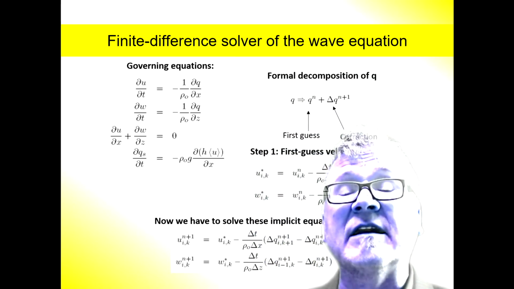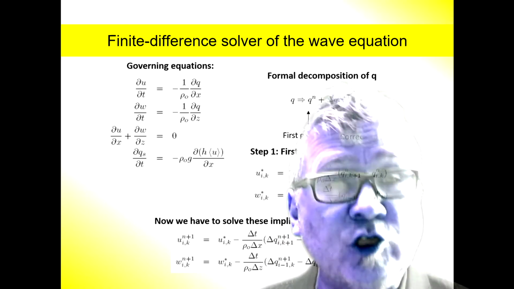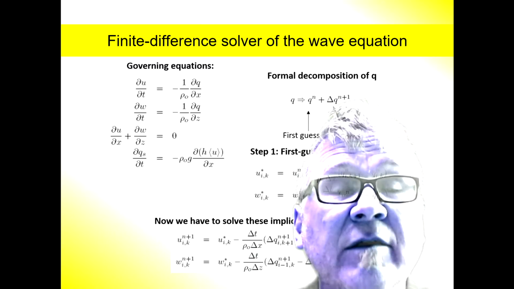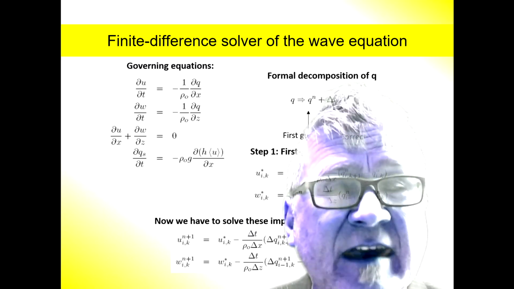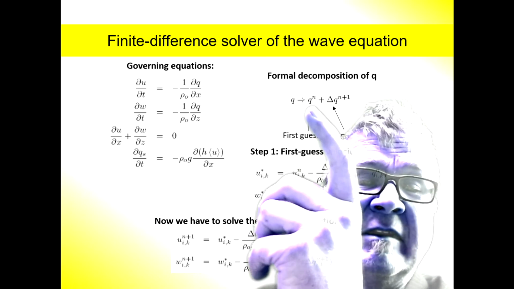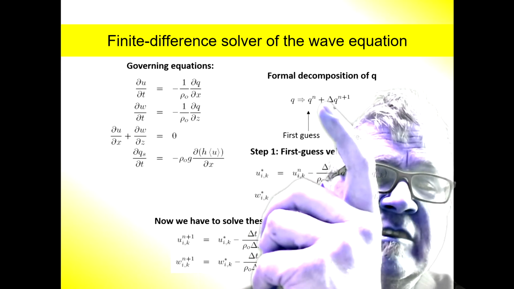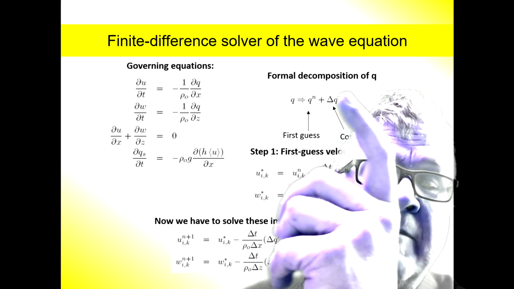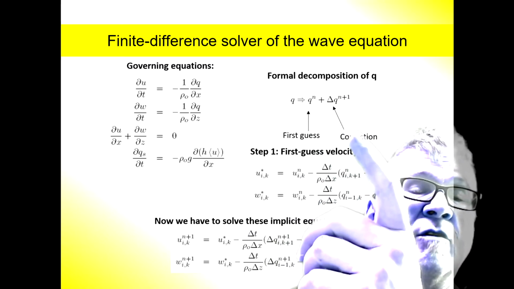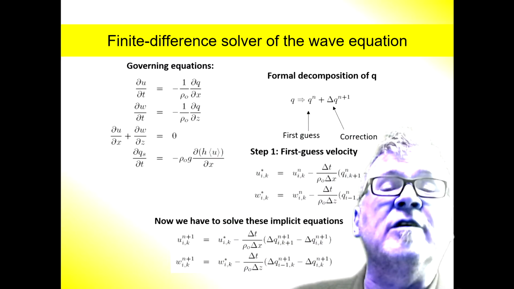So how do you solve these equations? The way to do it is you split up the Q again into 2 components. You say, I just start with taking the part that I know. This is Q at the time level n, the part that I know at the existing time level. And everything I don't know I call a correction, delta Q, at the next time level n plus 1. So one you call the first guess, and the other one you call the correction. And you insert this into the first 2 equations.